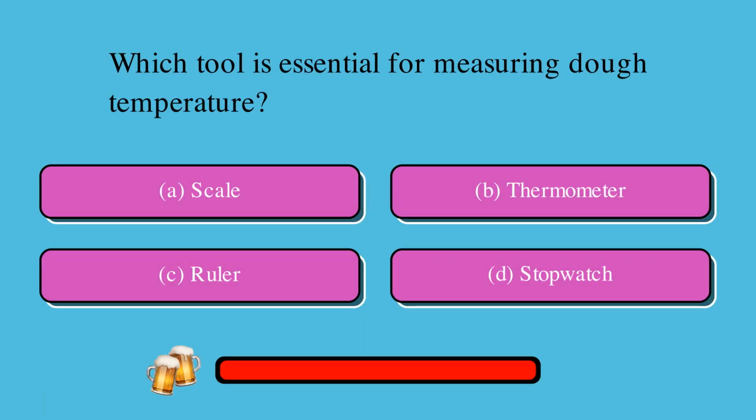Which tool is essential for measuring dough temperature? Is it A, scale, B, thermometer, C, ruler, or D, stopwatch? The correct answer is B, thermometer.